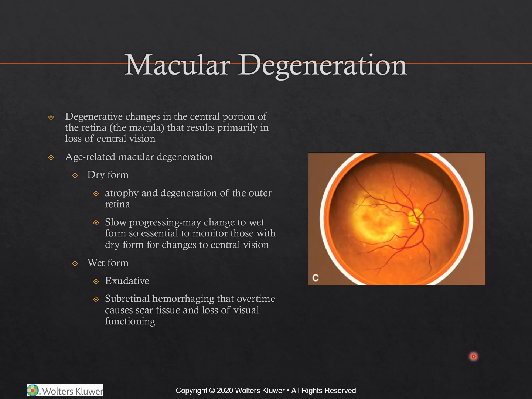The wet form of macular degeneration is what we refer to as exudative. So we get all these little subretinal hemorrhages that over time cause scar tissue formation in that area and the loss of visual function. So you can see that in the picture. This is an exudative form of macular degeneration. This is quite progressed, where all of this is scar tissue on the back of the retina. So this person is probably experiencing a pretty significant visual field loss in that central vision due to all this scar tissue that's forming on the retina in that central area.